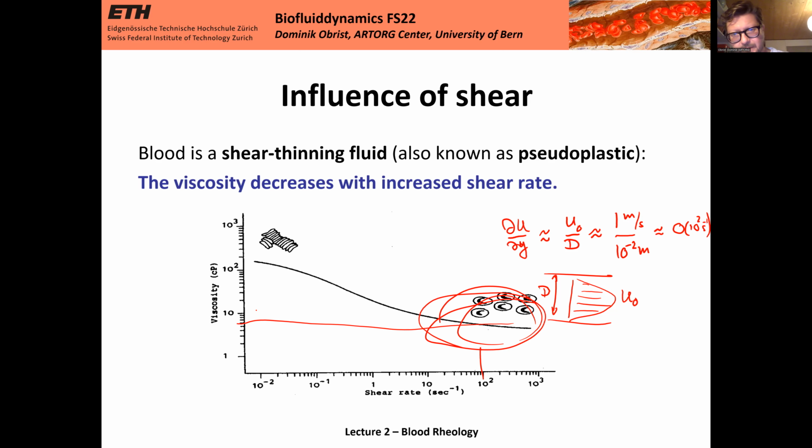So this is the range of large vessels, where this curve is flattening and blood is locally considered to be nearly Newtonian. As soon as we go into small vessels, we get all these kind of funny effects, and blood has a tendency to have an increased viscosity.